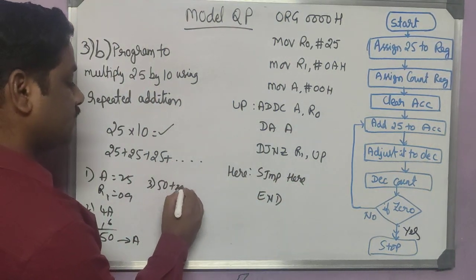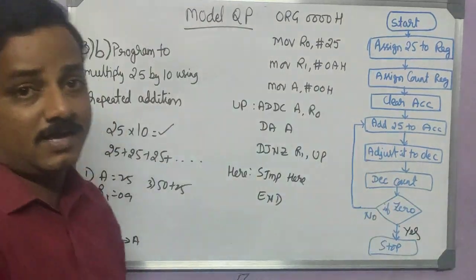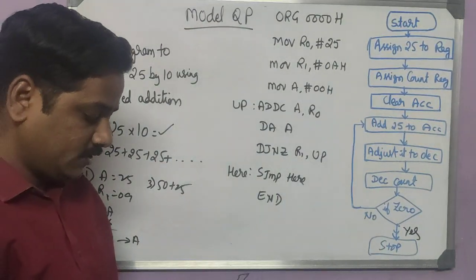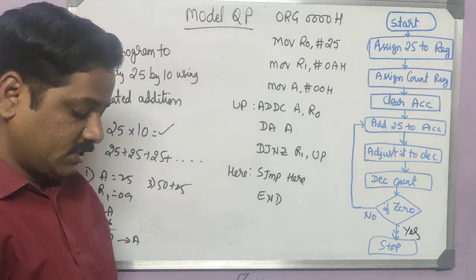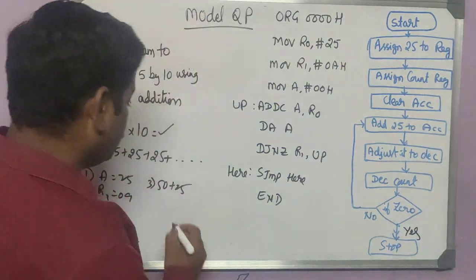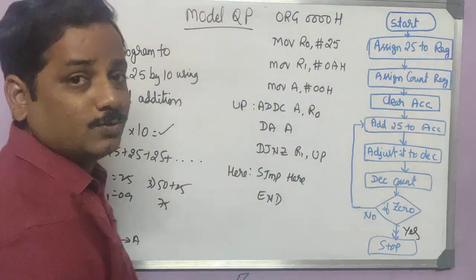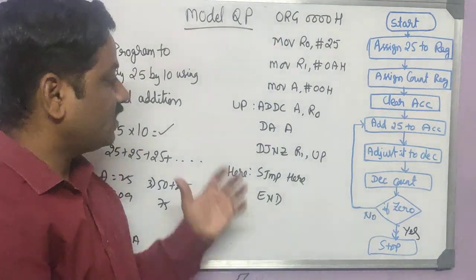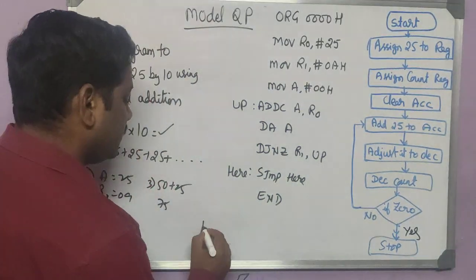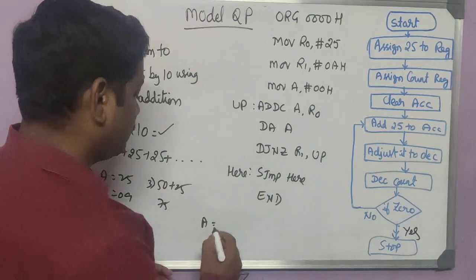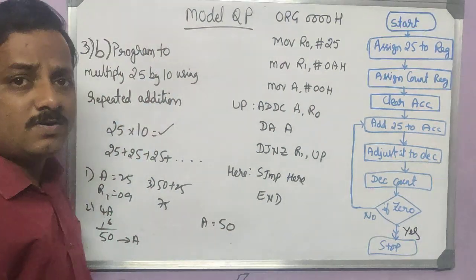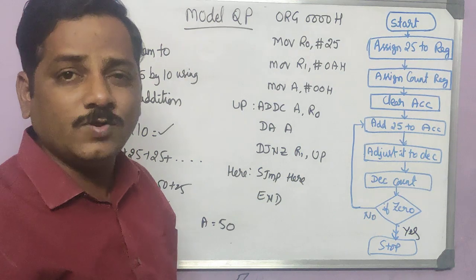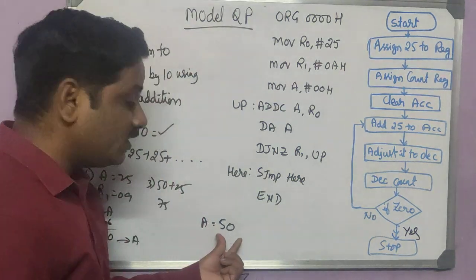50 plus 25. Again that will be in hexa. So 50 plus 25, let's see in hexa what you get. 75. So again you got 75. This will not do any change, means this will be repeated. Finally, after 10 counts in the accumulator, we are going to get 50. But 25 into 10, actually we want 250. But you get the accumulator as 50.